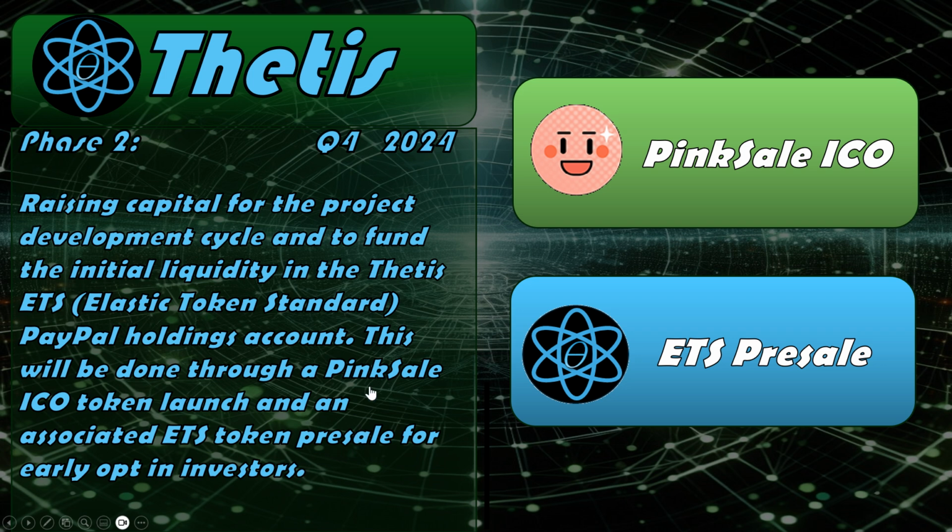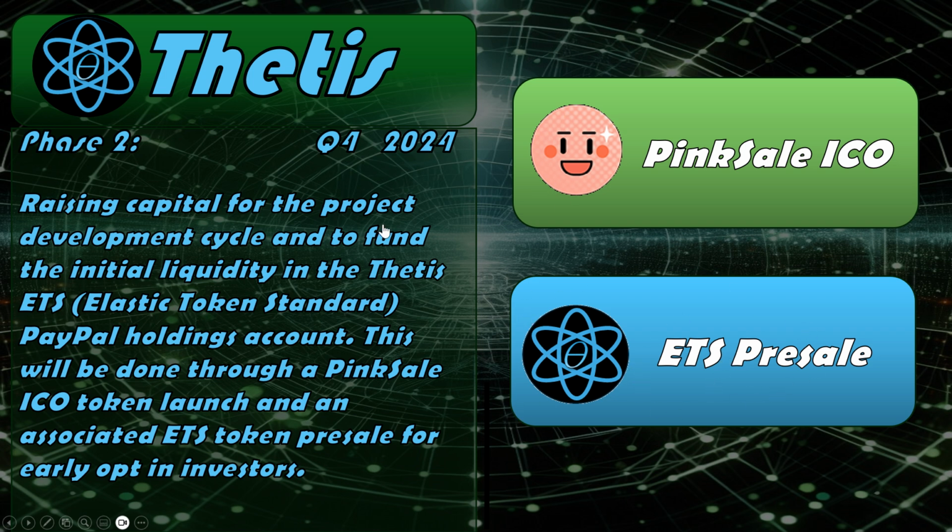investors. So the way this will work, this is going to be kind of a little confusing, but this is how we're planning on doing it. The Pinksale ICO will be a Polygon token, and this Polygon token is not connected to the Thetis network. This is just a funding apparatus so that people can invest in it. The ETS pre-sale will be done on our actual website, and you're buying real ETS tokens that will be given to you.